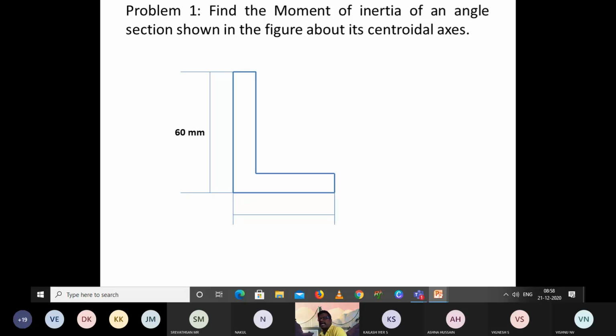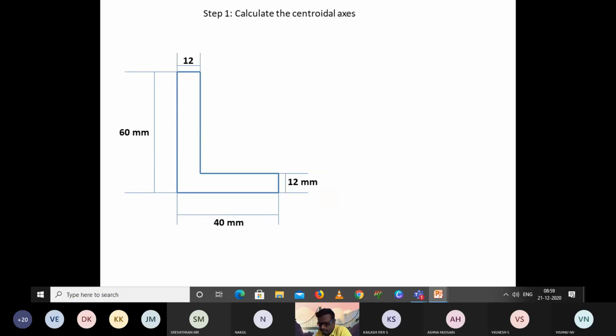It's about the centroidal axis. So whenever they are saying centroidal axis, we have to calculate the centroid, and after that we have to proceed for moment of inertia. So first we have to calculate the centroid because they have asked about the centroidal axis. Now, after seeing the L section, we are dividing this particular section into two. Before that we have to give the coordinate axes, that is OX and OY.